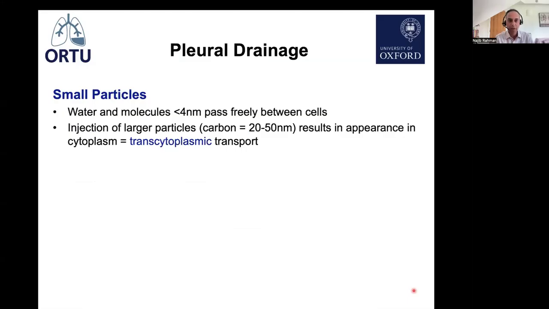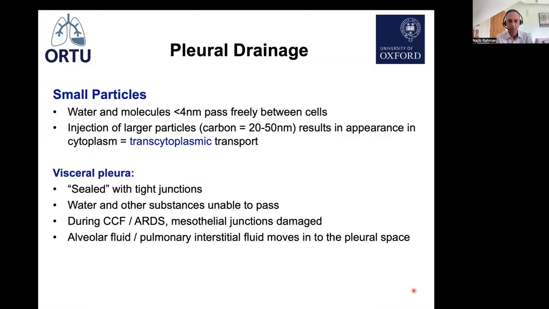How does fluid drain? Well, small particles, it's fairly straightforward. Water and molecules less than 4 nanometers easily pass between cells. But if we inject slightly larger particles, such as carbon up to 15 nanometers, then we can see them in the cytoplasm of the cells of the mesothelial layer. And therefore, there must be some form of absorption at the cell surface and then transcytoplasmic transport. So that's pretty similar to what it would be within the bladder or within the kidney mucosa, for example.